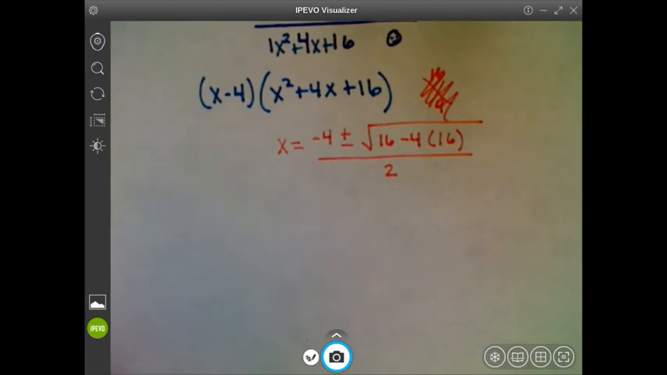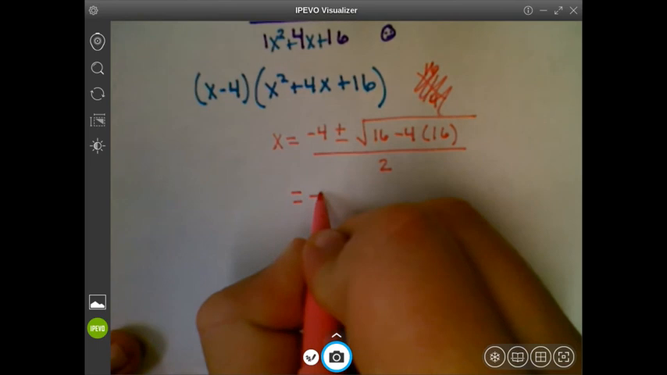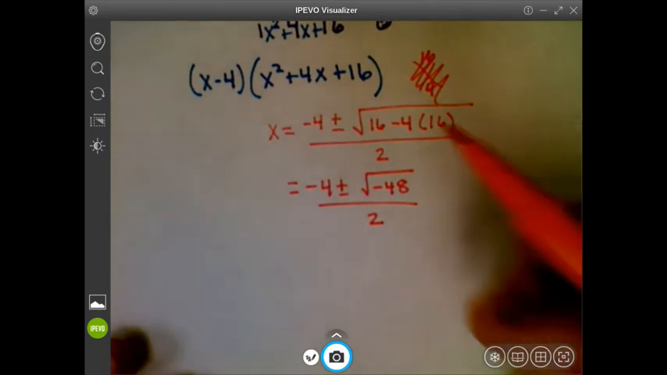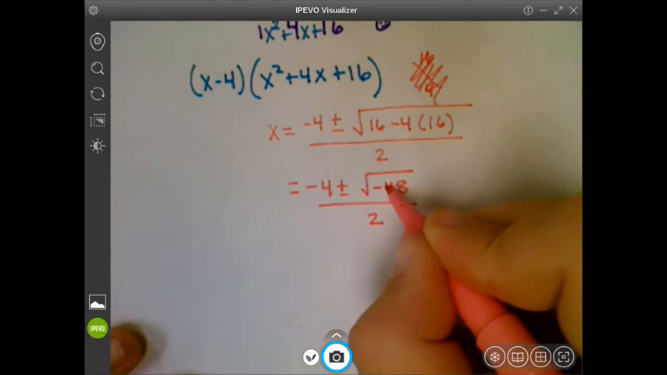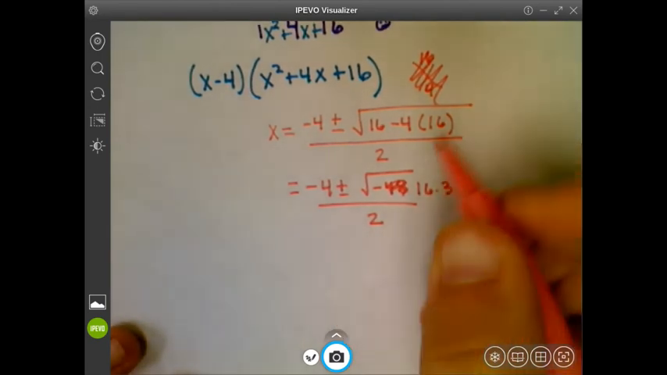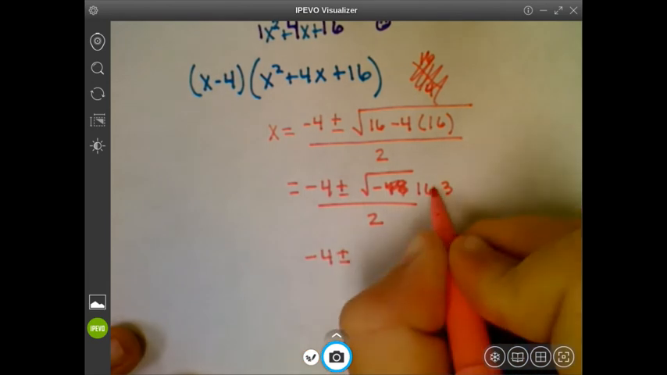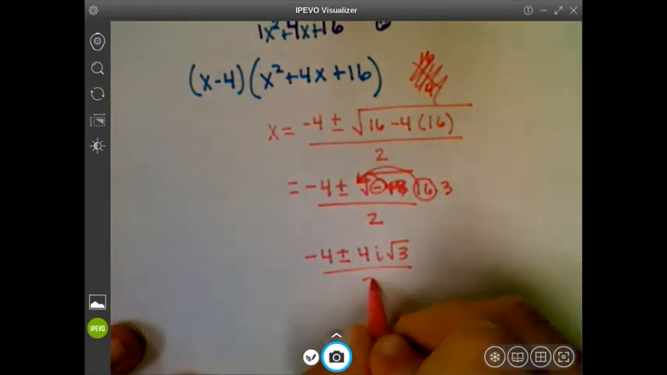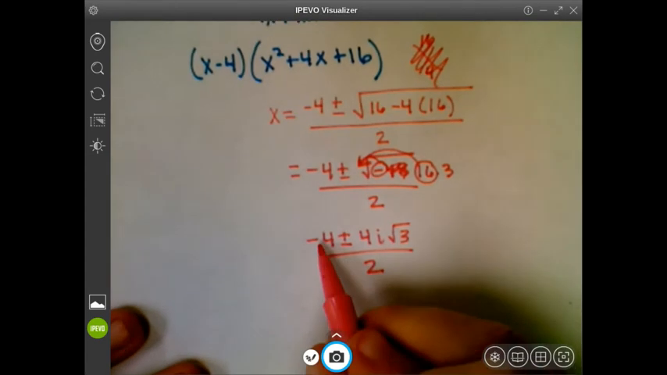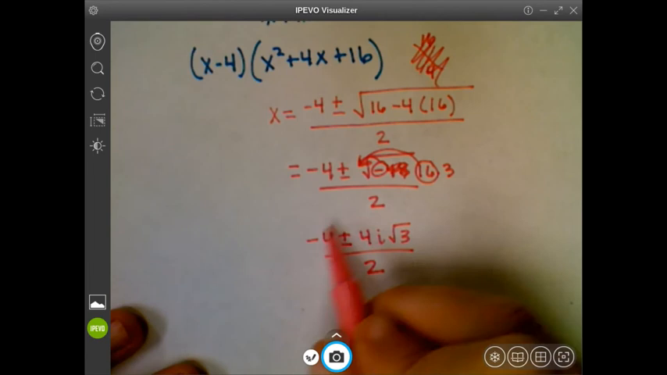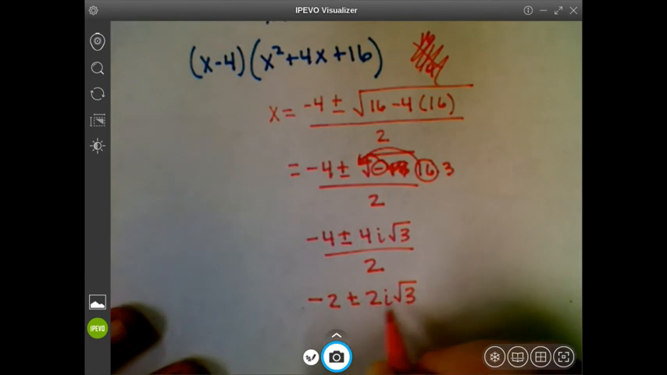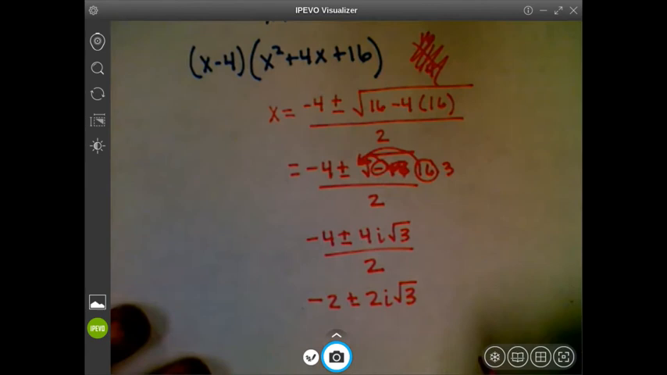All right, so 16 minus 4 times 16 is negative 48. So we have negative 4 plus or minus the square root of negative 48, all over 2. Continuing to simplify this, the 48 has a perfect square in it. That's 16 times 3. So this would become negative 4 plus or minus. The 16 comes out as a 4. The negative comes out as an i. Square root of 3, all over 2. And then the numbers on the outside, not the one in the square root, but 4, 4, and 2 all have something in common. They all have a 2 in common. So we can say negative 2 plus or minus 2i square root of 3 all over 1. And that's not necessary to say all over 1.